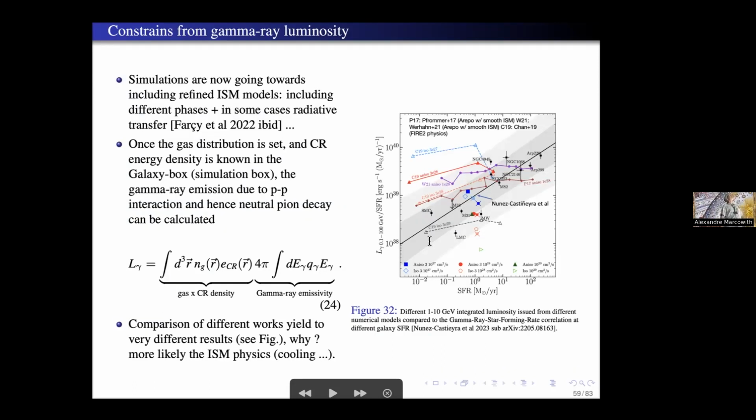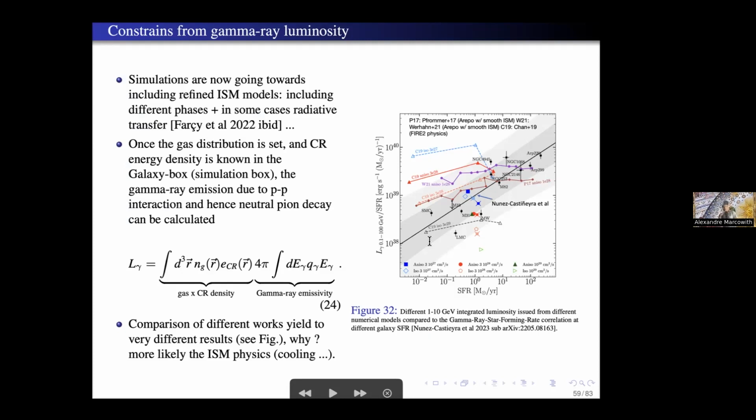An interesting aspect is that there is a lot of debate, because, as I told you, gamma rays are interesting. Once you have a good model for the gas in your galaxy, you can test your model for cosmic rays. You input it, and this cosmic ray model depends on the diffusion process you implemented. This is what people are actually doing. So gamma-ray luminosity is a convolution of gas density, cosmic ray energy density, and the gamma-ray emissivity.